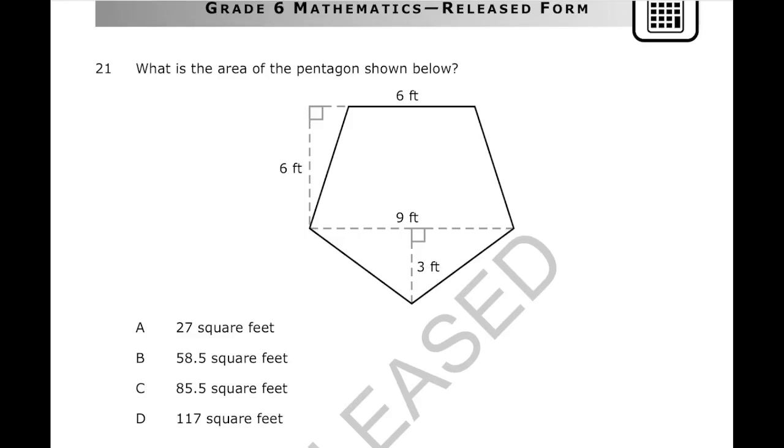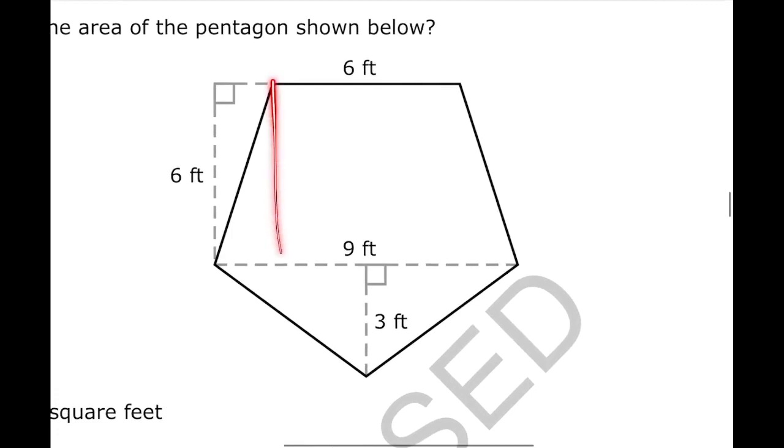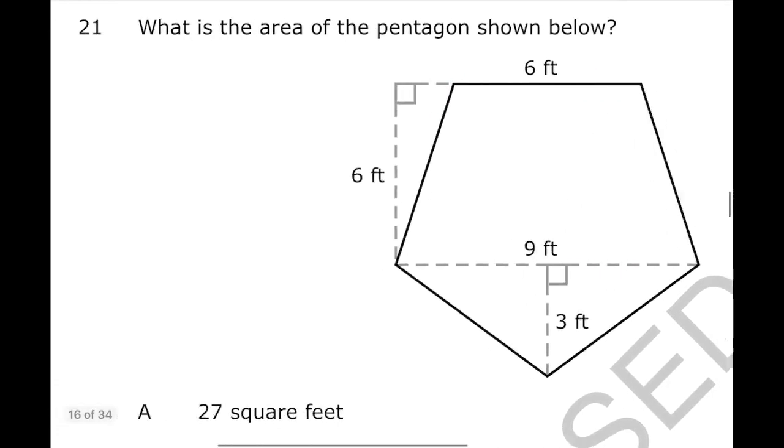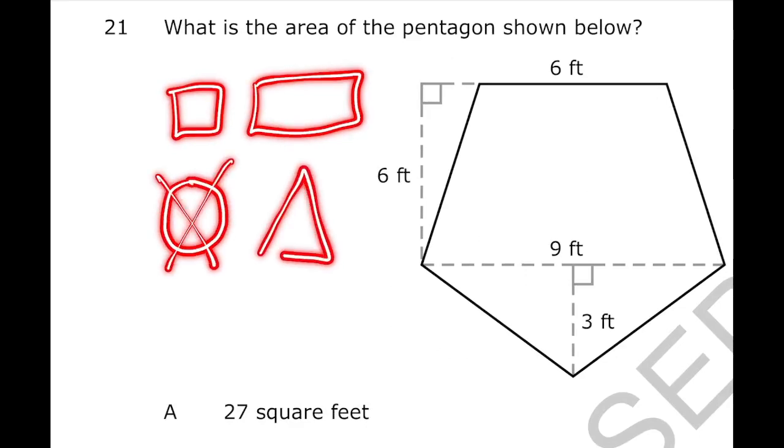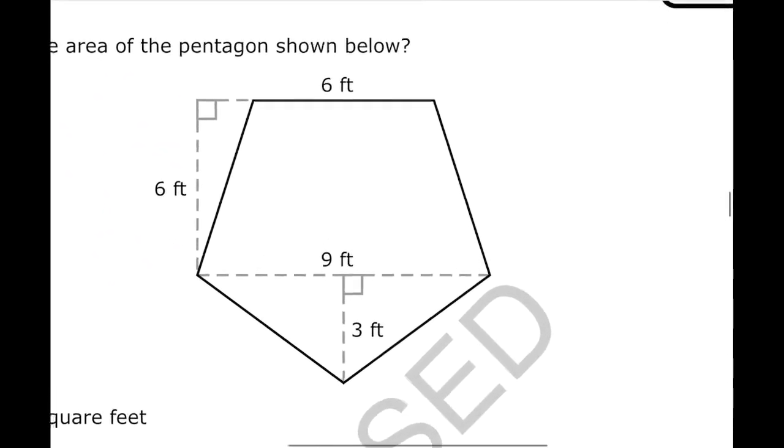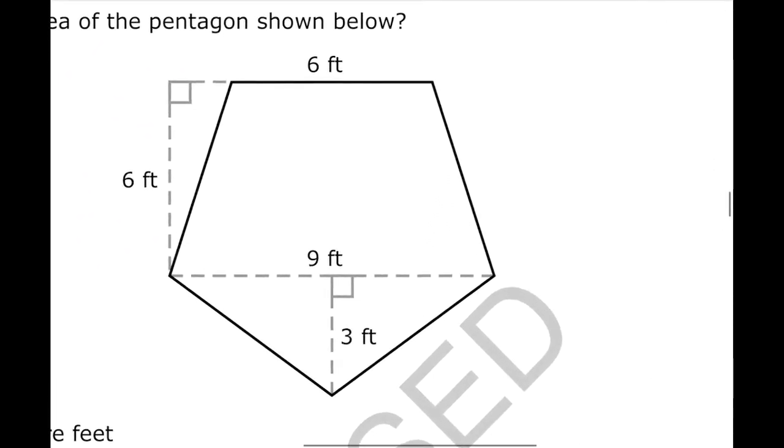Number 21 asks us to find the area of the pentagon. So for this shape and any other complex shapes, remember we love to chop it up into more manageable shapes like squares, rectangles, and not circles just yet, but we'll also do triangles. If I can chop this or decompose it into more manageable pieces, that would be best.